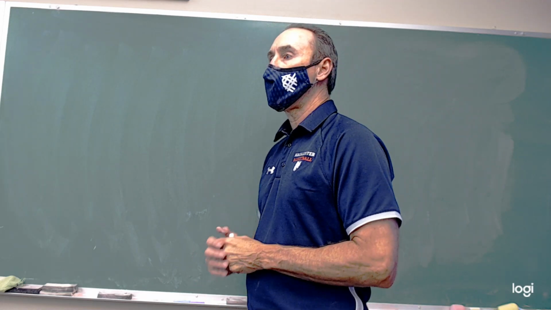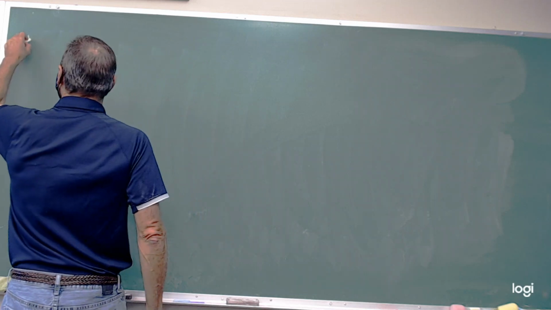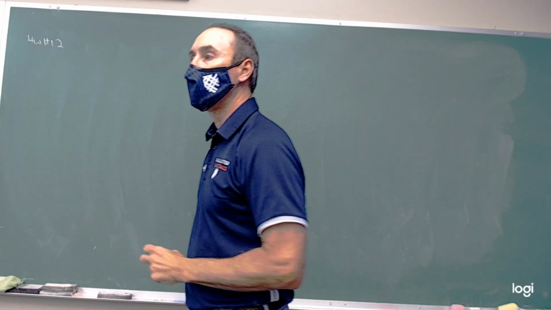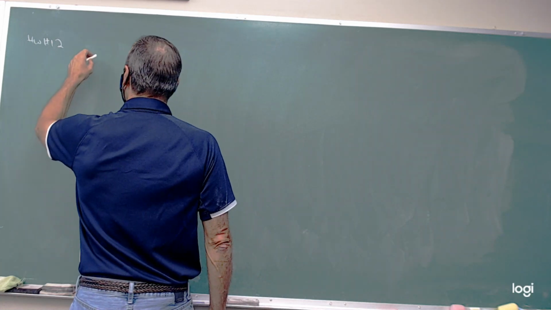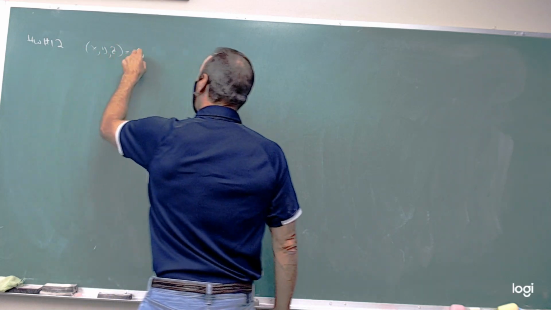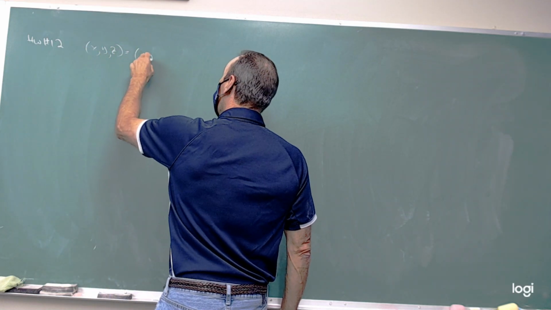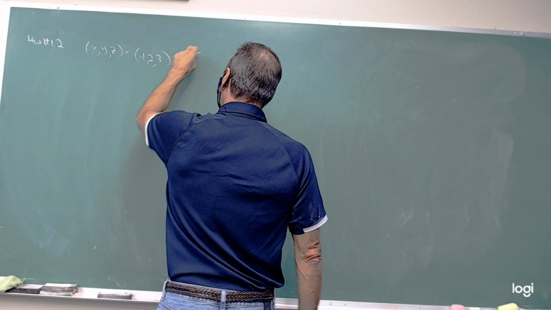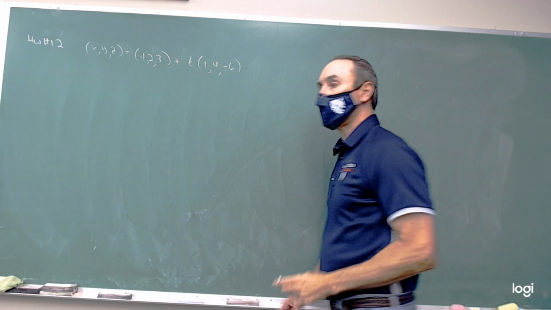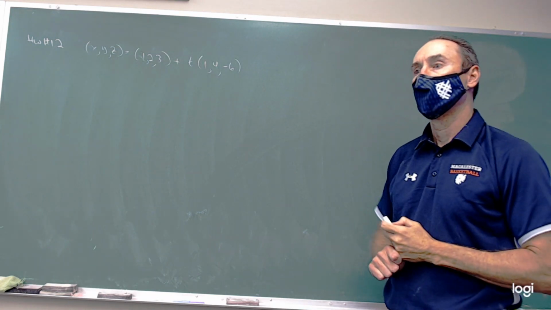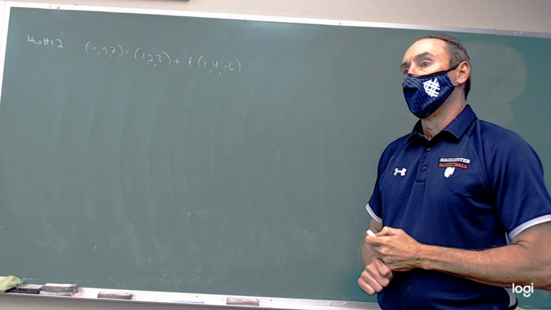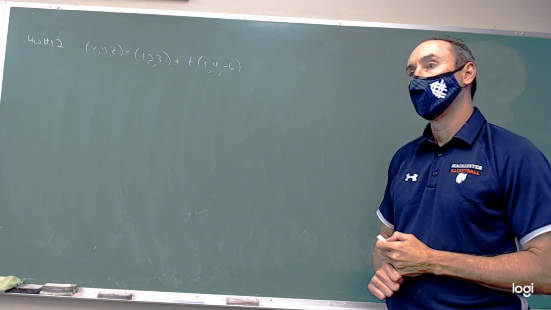So on homework 12, it had our x, y, z equal to 1, 2, 3 plus t times 1, 4, negative 6. And it was just asking for perpendicular, and we wanted to know if there's any way better to find the perpendicular for a 3D vector than just kind of guess and check.